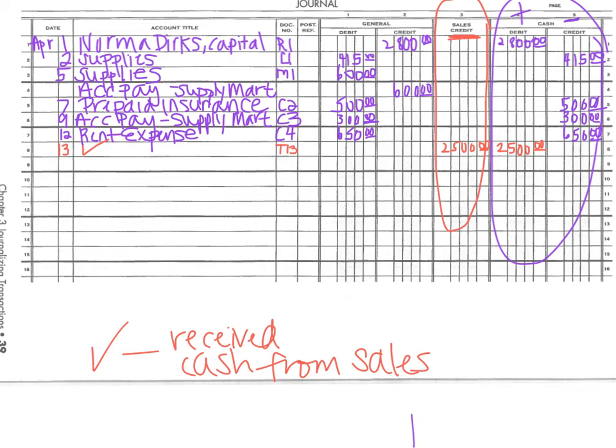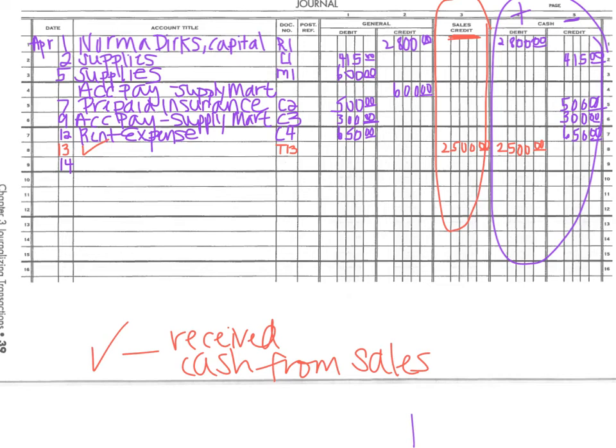Moving on to the 14th. Sold services on account to Case Ball, $480. So this time we did not get cash for the sale because we're selling it on account. So we need to write 14. And I don't need to write sales because remember we have our own sales column. Anytime you have a column for something, you don't need to write it down in the account title.